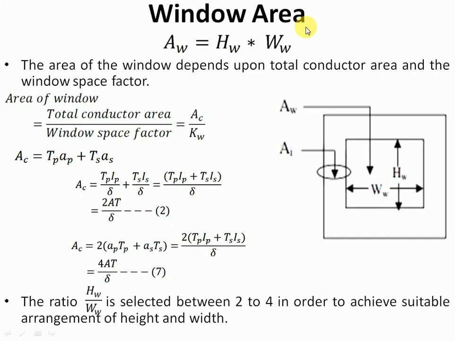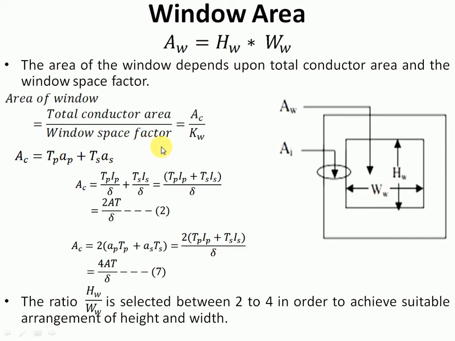Let's begin with window area. In a transformer, this portion is actually representing the window of the transformer. These two are actually the transformer cores and these two are actually the transformer yokes. The window area can be easily obtained by multiplying the height of window with the width of window.